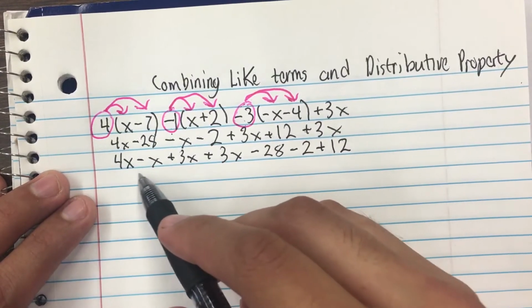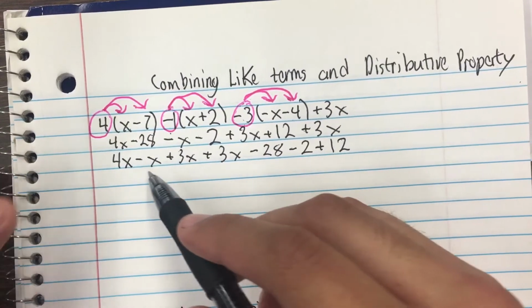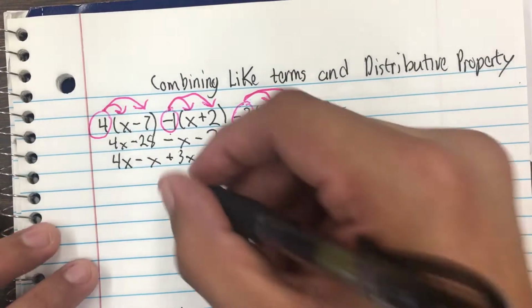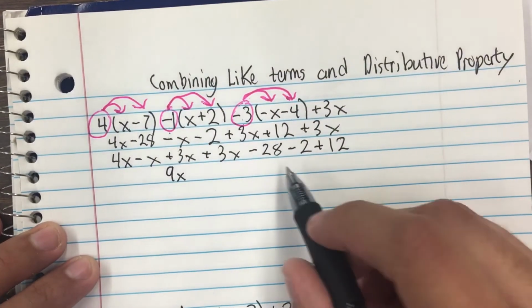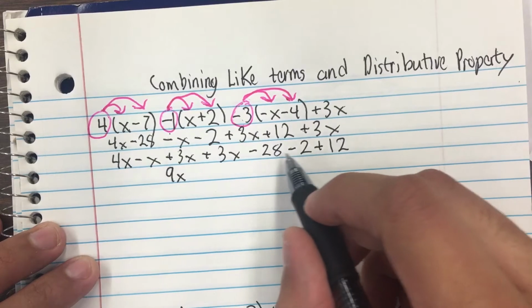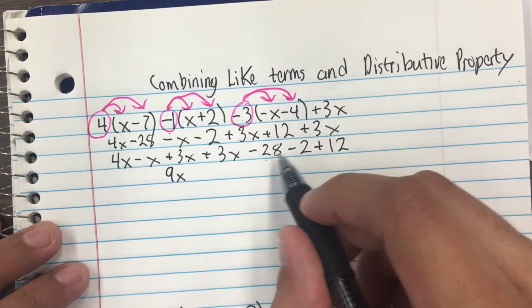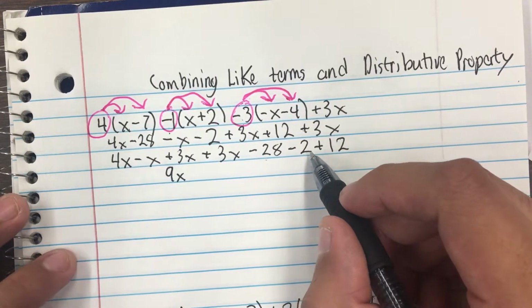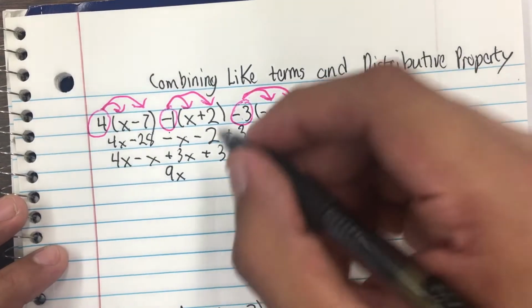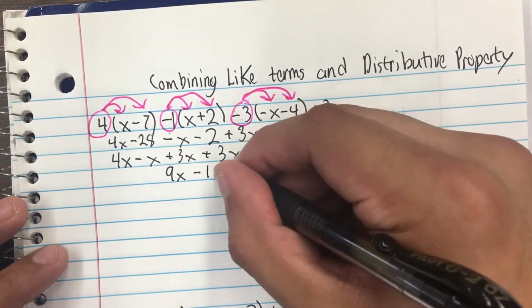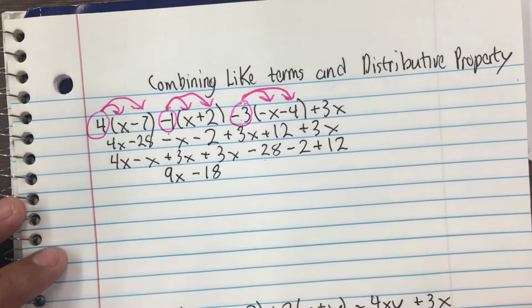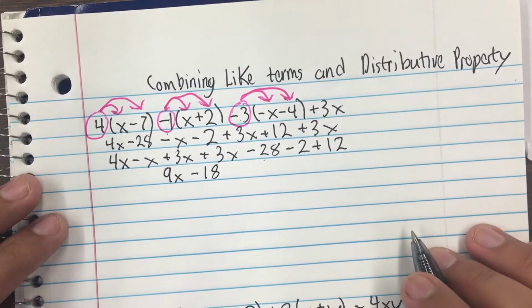So here, 4x minus x gives us 3x, plus another 3x, plus another 3x. We have 9x. Here we have -28 minus 2, which is -30, plus 12 is going to be a -18. And we're done with that.